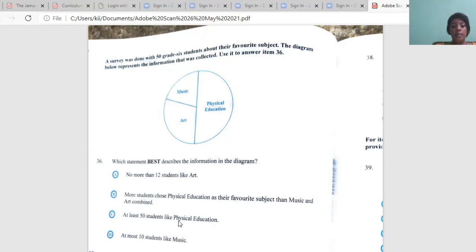At least 50 students like physical education. That is not true. At most, 10 students like music. As I said, a quarter of 50 is 12.5. So if we say it is less than 12.5, it might be 10. Let's rule out this one. At least 50 students like physical education. That's not true, because 50 is for the entire grade. So I think D is the best answer here.